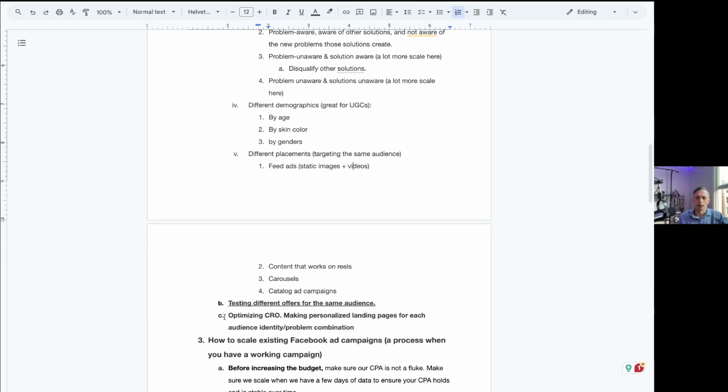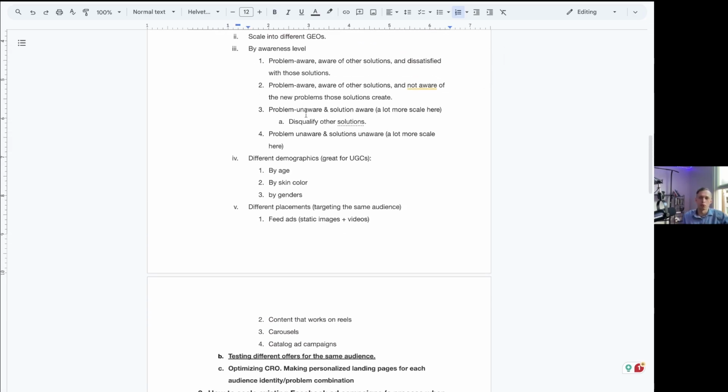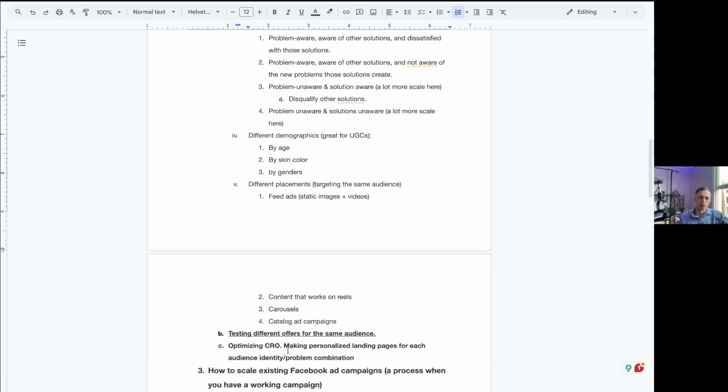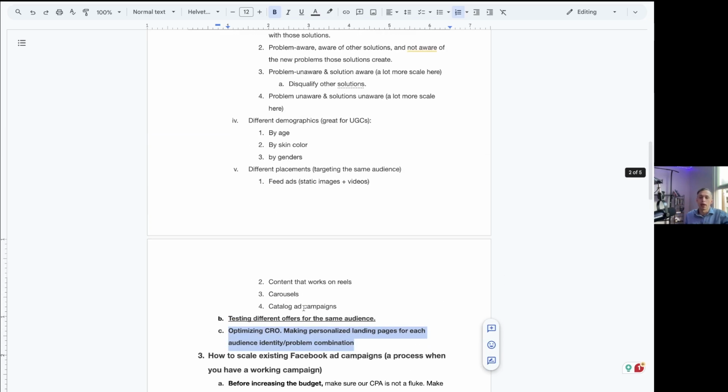And then optimize the CRO. This one is also very important. Let's say you found an ad that talks to single moms, and the problem is no time to cook, and you sell them a solution to this problem. If you want to make a landing page, speak to them, and the headline, especially the headline, is very important, and the content and the reviews, all of it should be about them. So that's the other part.